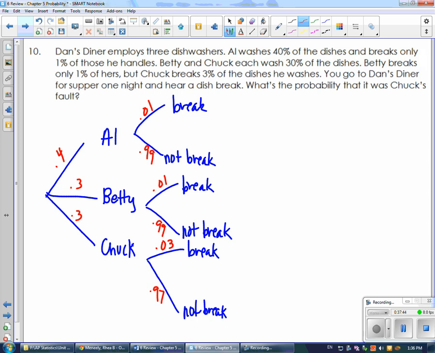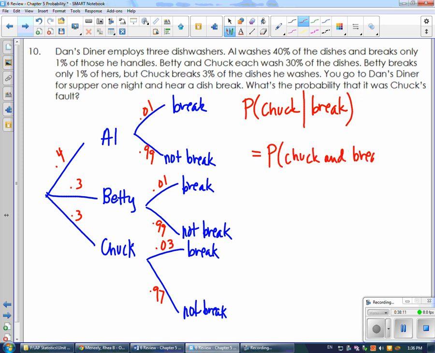All right, so you go to Dan's Diner, you hear a dish break. You want to know the probability that it was Chuck's fault. So we're trying to find the probability of Chuck, but we're given that the dish broke. And again, because the order of my tree diagram starts off with the person, not whether or not the dish broke, I have to rely on my rule here. So to find a conditional probability, that's the probability of both over the probability of the given, which in this case is the break. And so if I'm looking for the probability that Chuck broke it, Chuck and break, that means we're looking at 0.3 times 0.03.